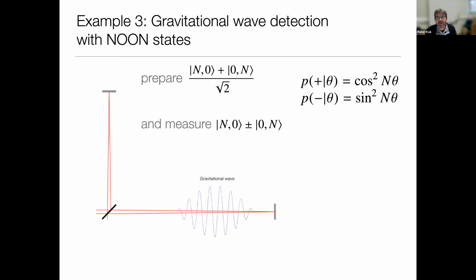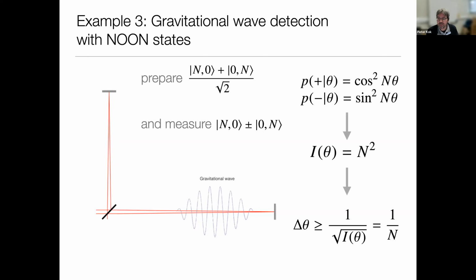The point is that we do get two probabilities if we measure in the |n0> plus |0n> or the |n0> minus |0n>. And so we have two probabilities, they again sum up to 1. We can take their derivatives, and what we find is that the Fisher information is now scaling with n squared.